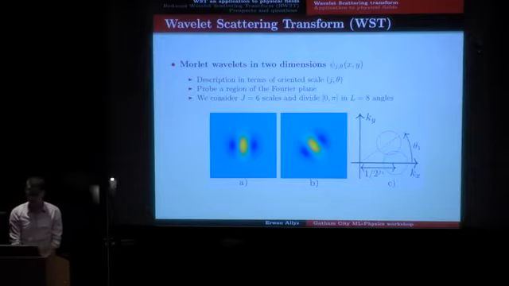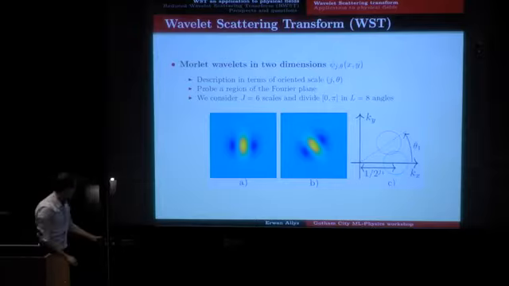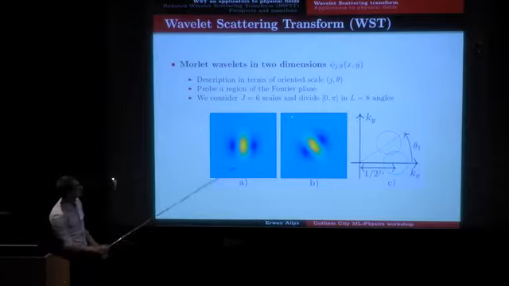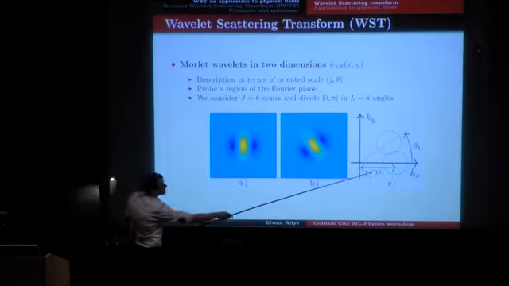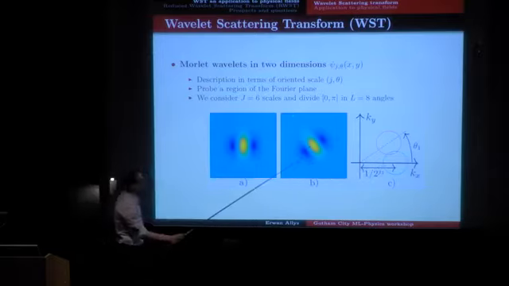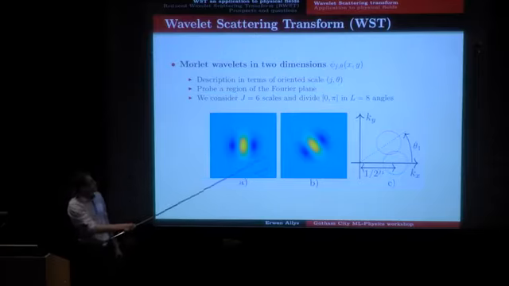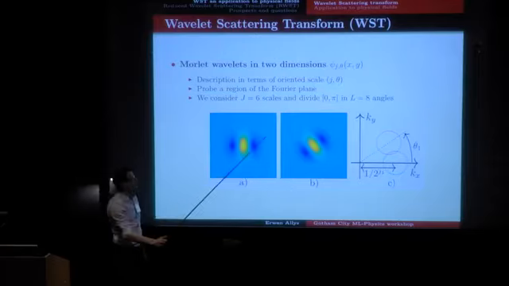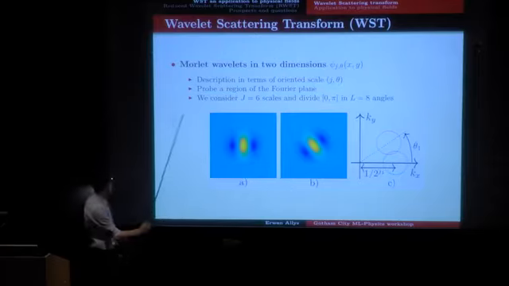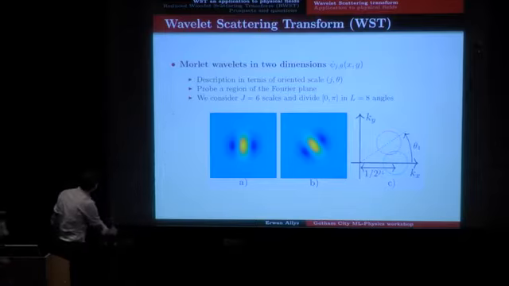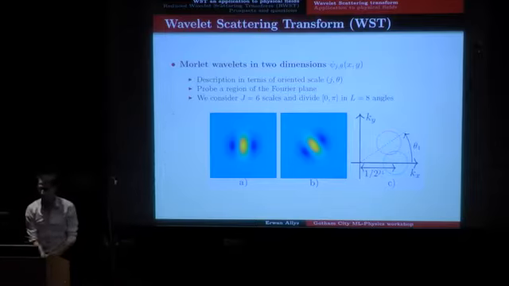So you can see all these wavelets probe a particular region of the Fourier plane. So here you have the first wavelet and its support in the Fourier plane, the second wavelet and its support in the Fourier plane. We can rotate the wavelet, it rotates its support in the Fourier plane, and we can dilate the wavelet, and it will also translate its support in the Fourier plane.